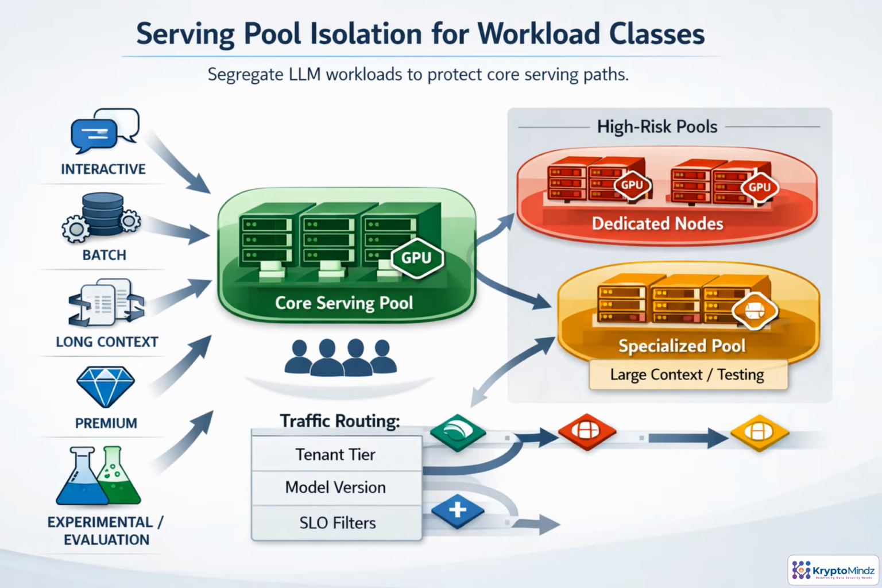Serving pool isolation is blast radius control. Interactive requests need predictable latency, while batch, long context, experimental, and evaluation workloads can consume GPUs in uneven ways. Rather than letting all traffic compete in one shared queue, route requests by tenant tier, model version, workload type, and SLO. Keep core production paths on stable, capacity-managed replicas. Send high-risk or specialized traffic to dedicated nodes where slowdowns are contained. Premium traffic may also justify its own protected pool. The goal is straightforward: protect reliability for users while still supporting expensive and experimental workloads safely.